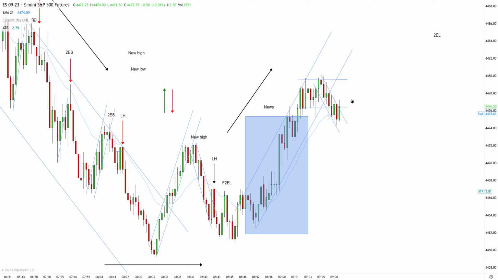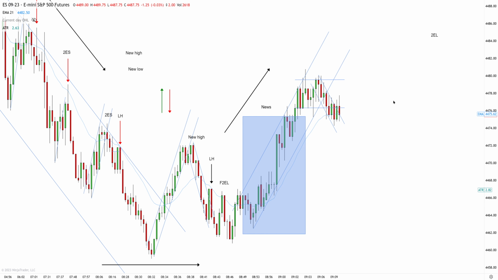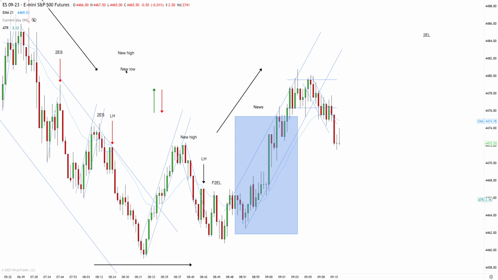Okay, you have first entry long. You can see 1, 2, 3, 4, 5 bars stacked. I can't take anything. 6 bars stacked. I'm just waiting. The downtrend created new extreme.